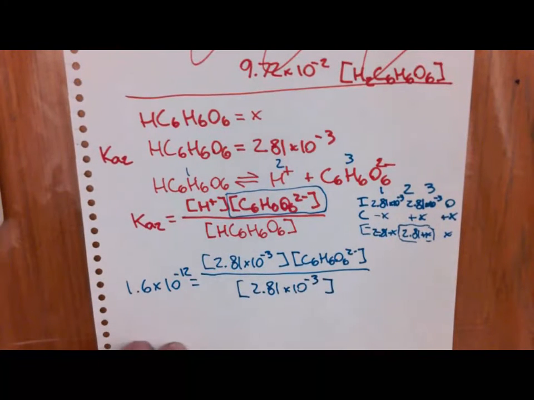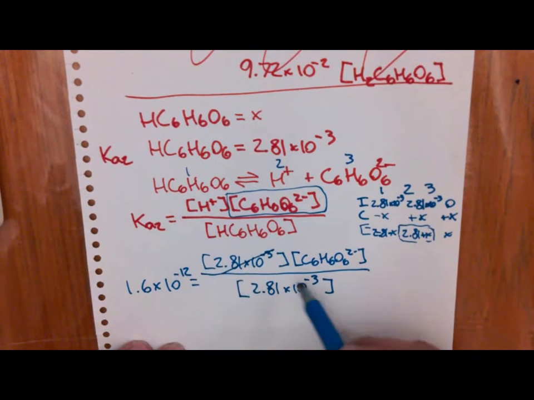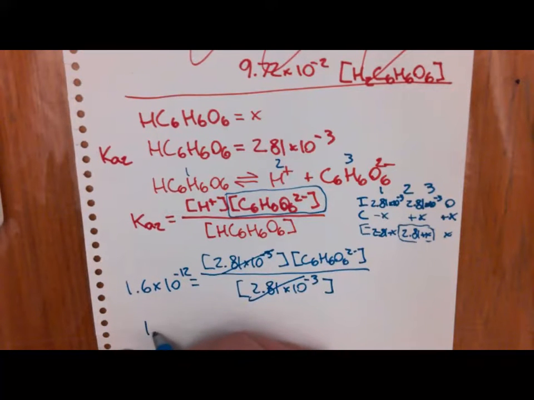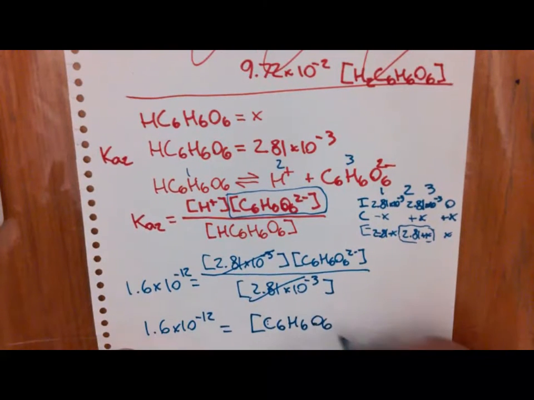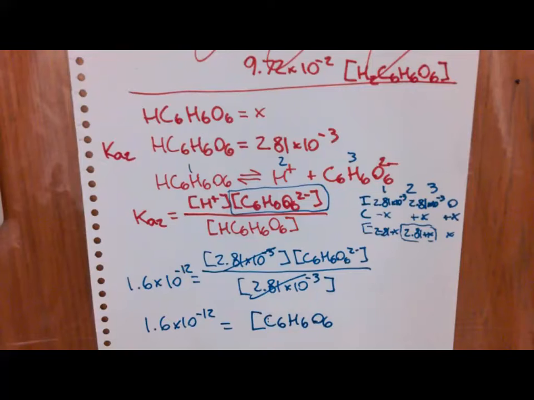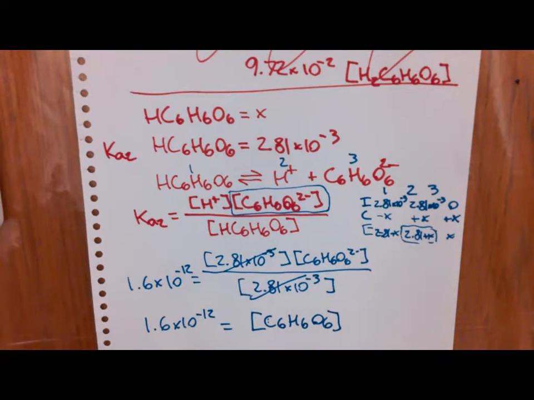All right, so you'll see here that very quickly things are going to start canceling out. And what you're going to be left with is that if we cancel this and this, essentially our 1.6 times 10 to the negative 12 is going to equal our concentration of C6H6O6 2-. All right. So with that being said, you're going to notice a lot of these trends are going to stay true through each one of these types of reactions.